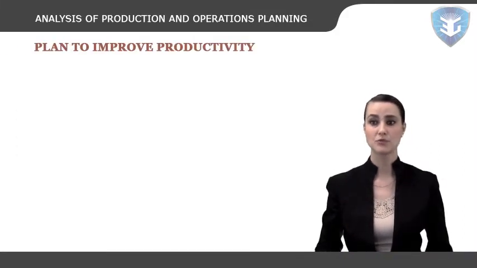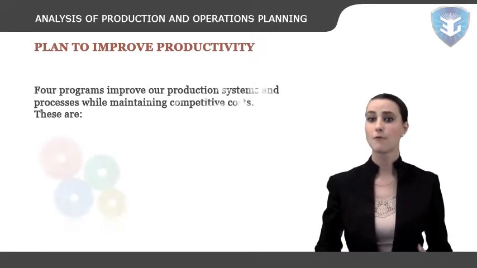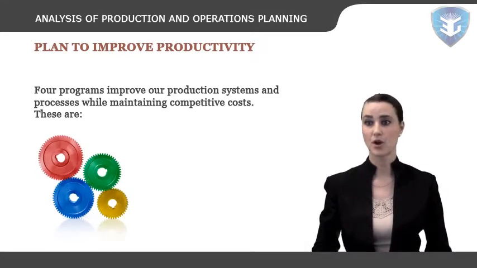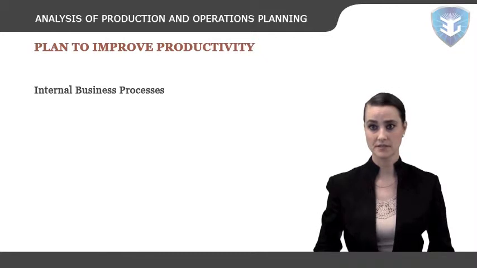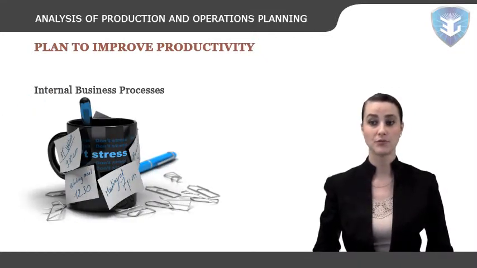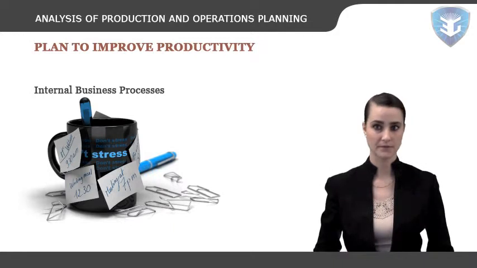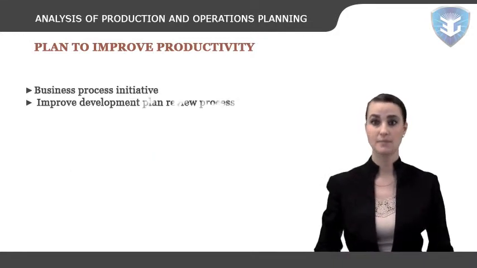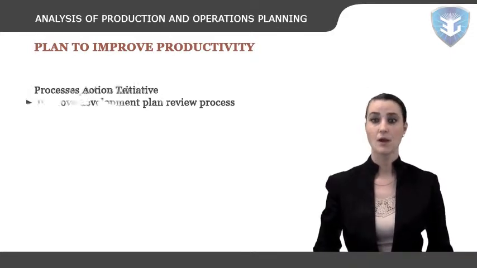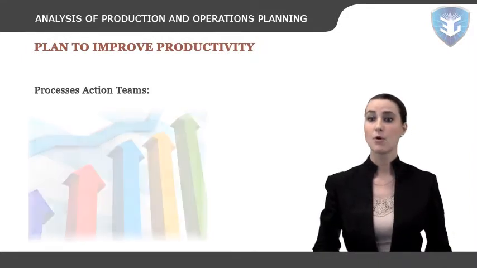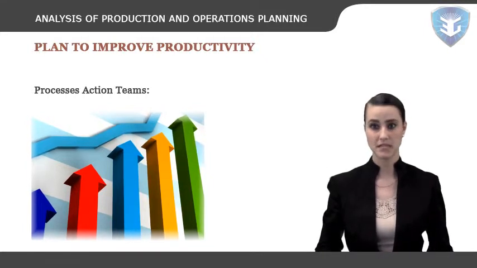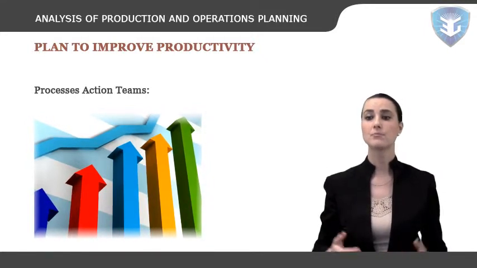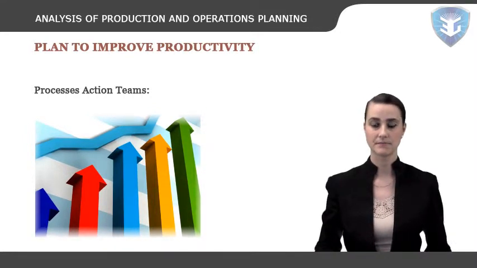Let's now talk about the plan to improve productivity. Four programs improve our production systems and processes while maintaining competitive costs. These are: internal business processes. Implement an annual program of reviewing business processes throughout the department. The program's objectives are: business process initiative, improve development plan review process, and process action teams, which promote internal cooperation and collaboration problem-solving throughout temporary, multidiscipline teams formed to solve a problem or improve production systems and processes.